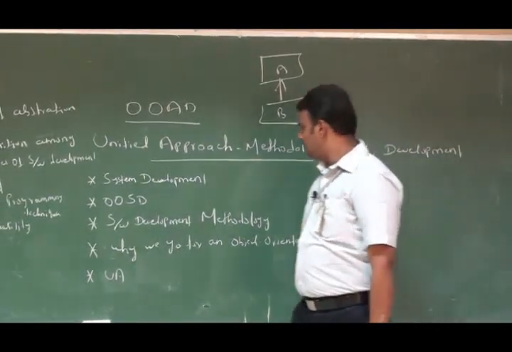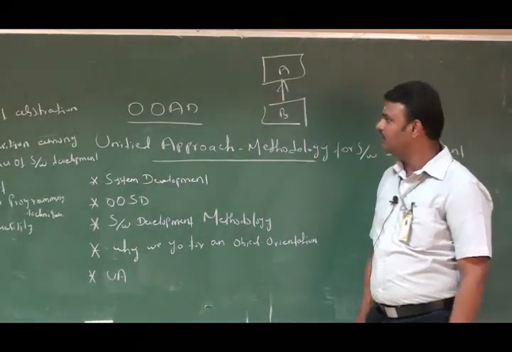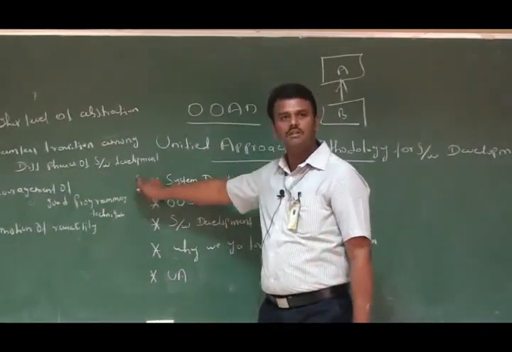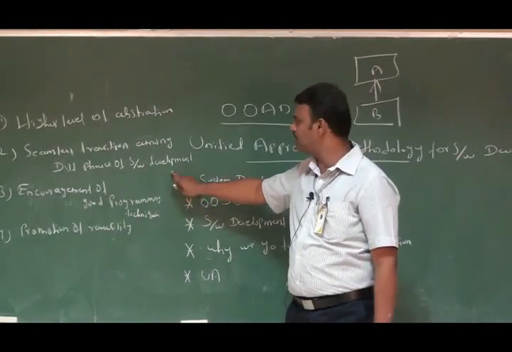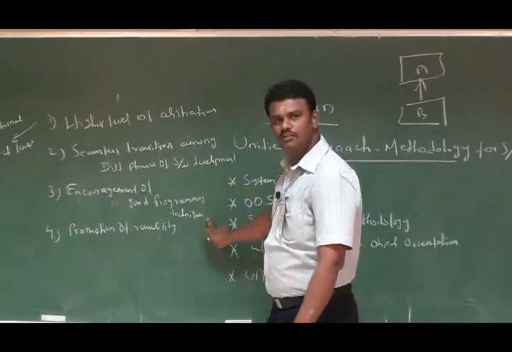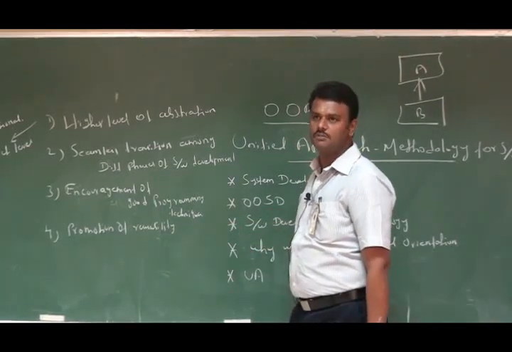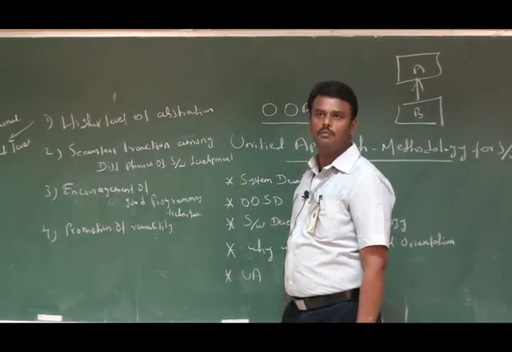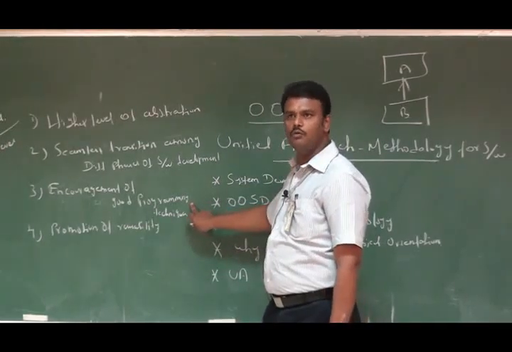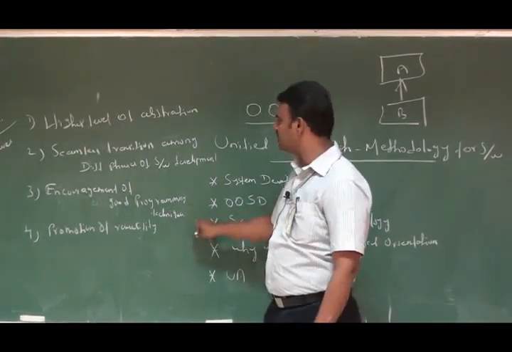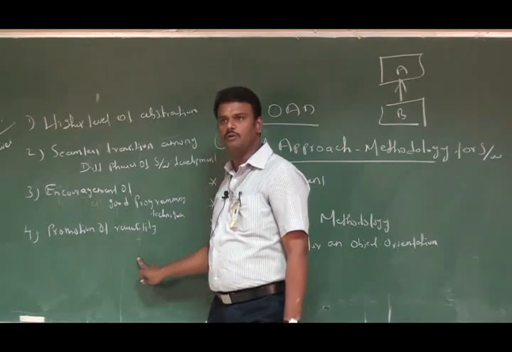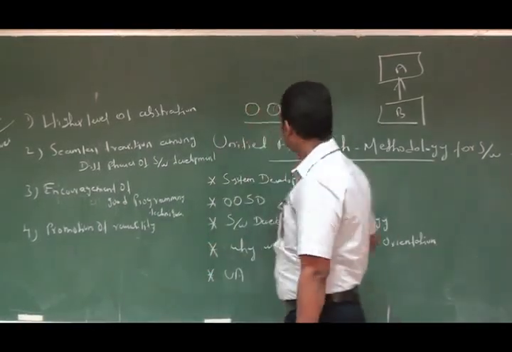Why do we go for object orientation? The higher level of abstraction, seamless transition among the different phases of software development, and encouragement of good programming technique. In the traditional approach, the class concept is not included, but the object-oriented approach uses the class concept. The last one is the promotion of reusability. The object-oriented approach uses the inheritance concept.